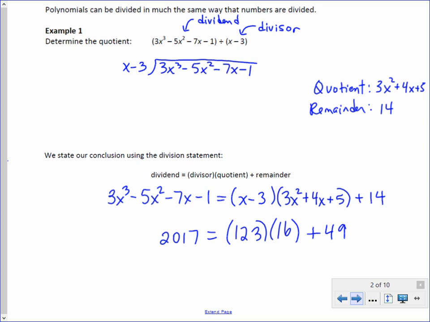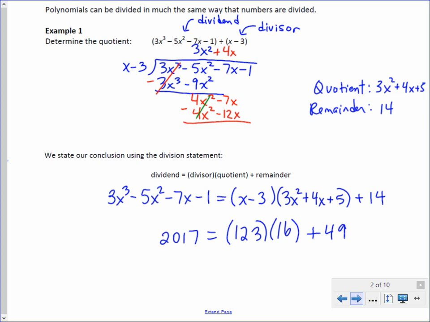What do I multiply x by to get 3x cubed? 3x squared. 3x squared times x, 3x cubed. 3x squared times negative 3, negative 9x squared. The 3x cubed cancels, because that's subtracted. Negative 5x squared minus negative 9x squared, which really means adding 9x squared, is 4x squared. Drop the next term, minus 7x. What do I multiply x by to get 4x squared? Plus 4x. 4x times x, 4x squared. 4x times negative 3, negative 12x.